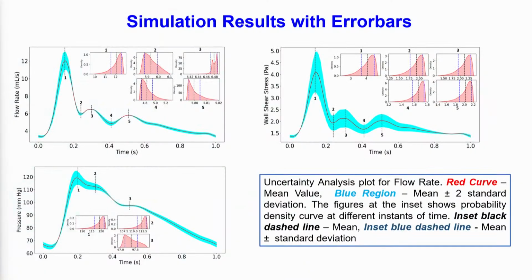So, the blue region is basically the mean plus minus 2 times the standard deviation. So, the 2 sigma limit.